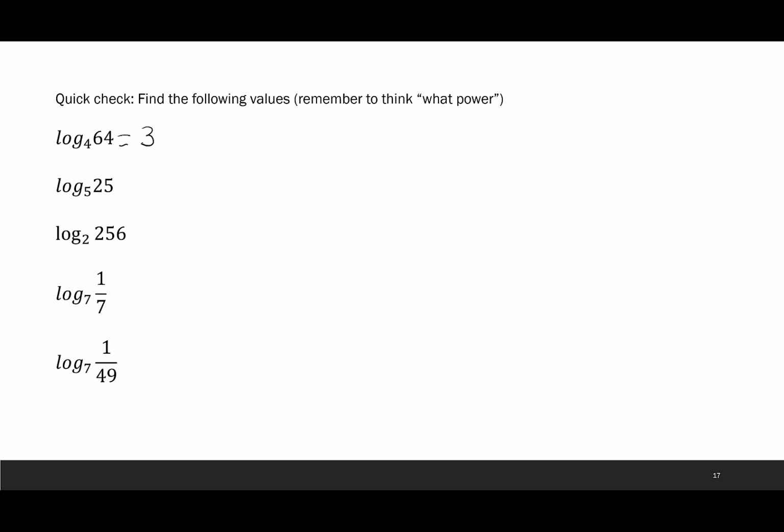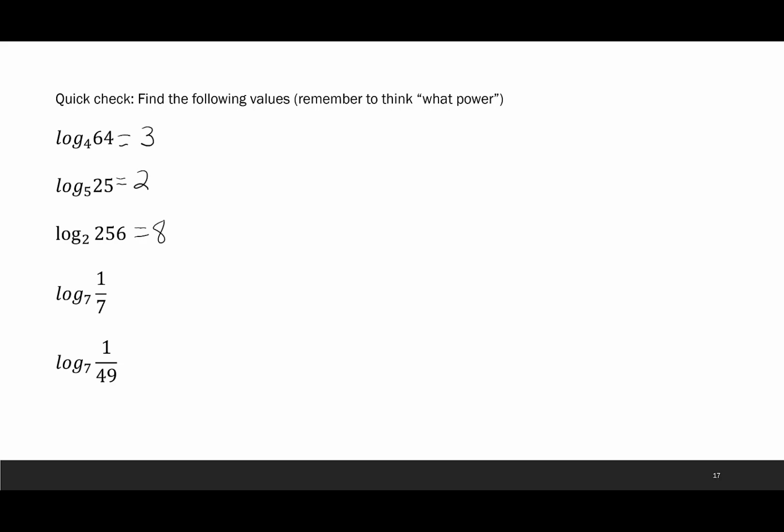Log base 5 of 25. I think, what power of 5 gives me 25? Well, I know 5 squared is 25, so that means this is 2. Log base 2 of 256 says you're putting in your calculator a bunch of times trying to figure out what power of 2 is 256. So just start pushing some buttons. Try 2 to the 5th, 2 to the 6th, 2 to the 7th, 2 to the 8th, and finally 2 to the 8th gives you 256, so this is 8. And that's how I would do this. I'm not trying to do anything fancy here.